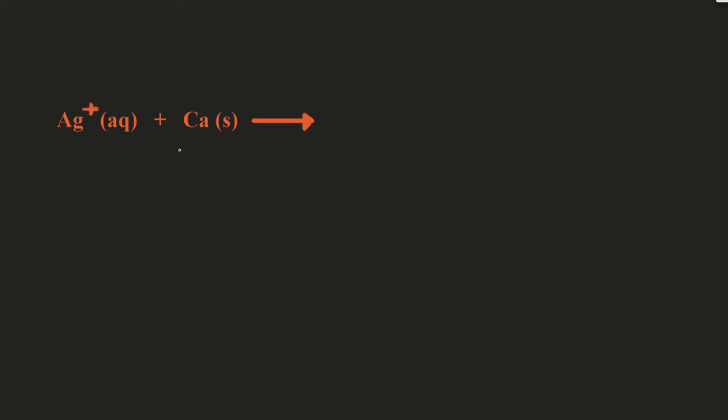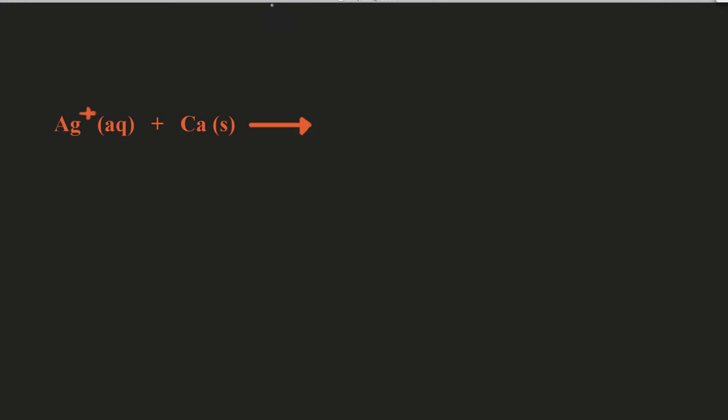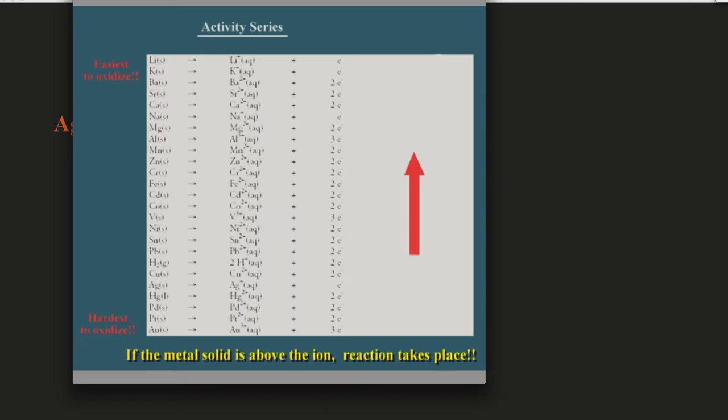We're going to look at this intermediate example that we used in the concept video. It's intermediate because the coefficients of the electrons aren't 1. So if you remember, if we check the activity series, silver is right here and calcium is way up here. Because calcium is a solid and above on the list, it is easier to oxidize.